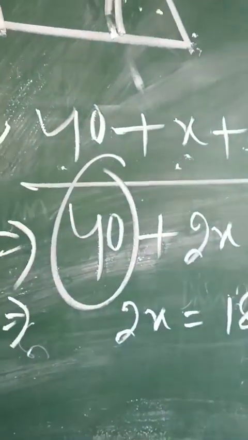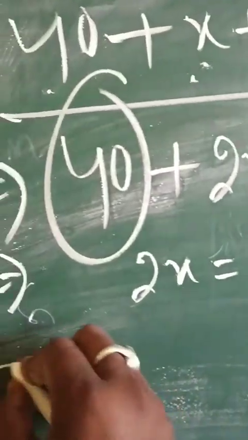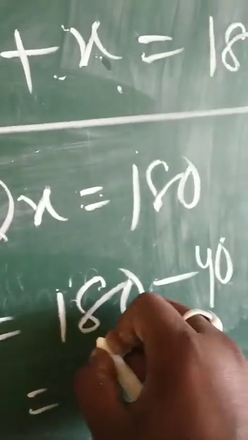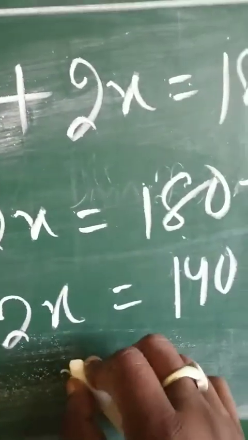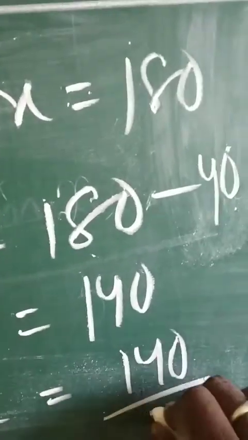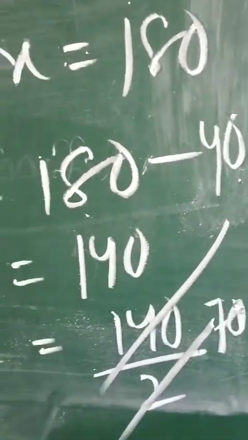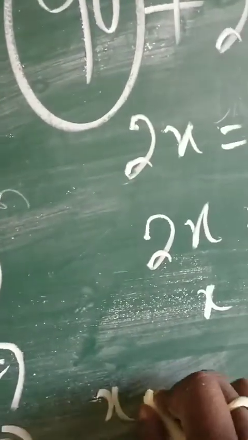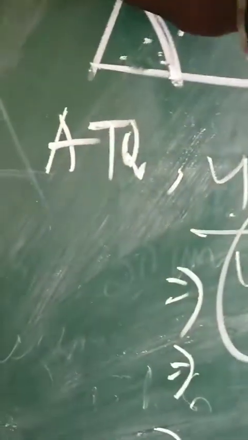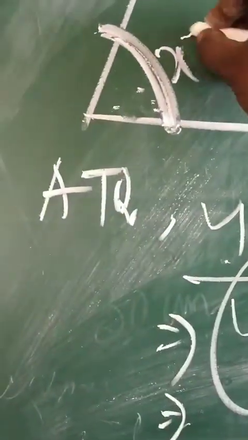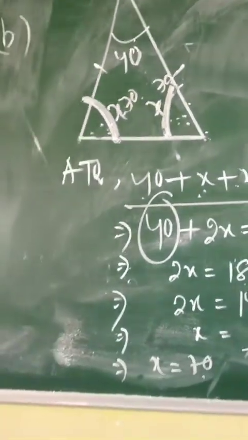Now this 40 will be transposed from the left hand side to the right hand side. It's going to be minus 40. So 2x is equal to 180 minus 40, which is 140. Now x is equal to 140 by 2. So this 140 and 2 will be cancelled. I'll be getting 70. So the value of x is 70. Children, x is none other than the value of these base angles. This is 70 and this is 70 as well. Both the angles are 70 degrees in measure.